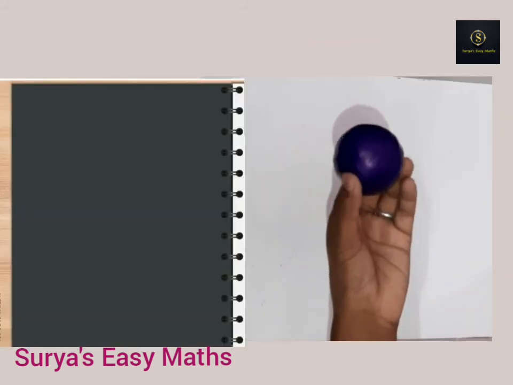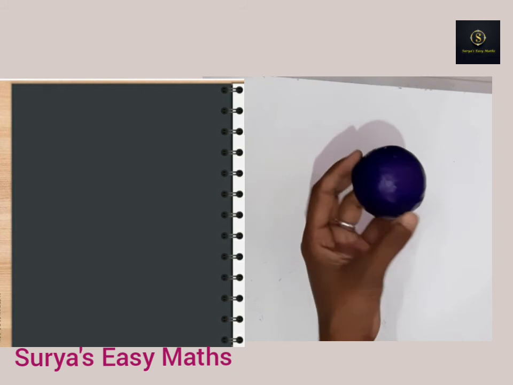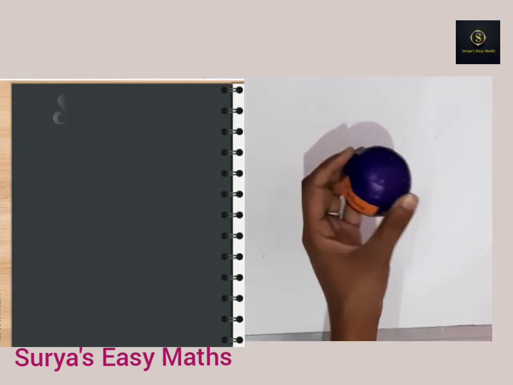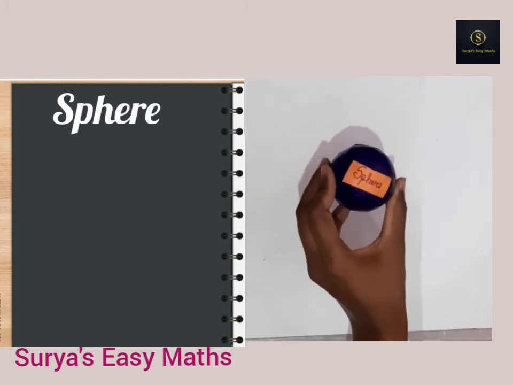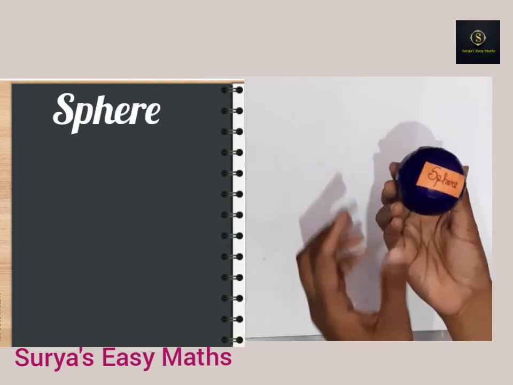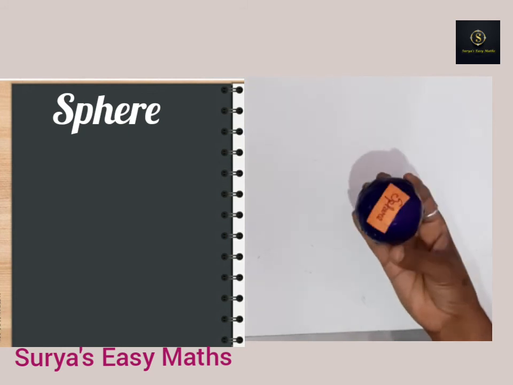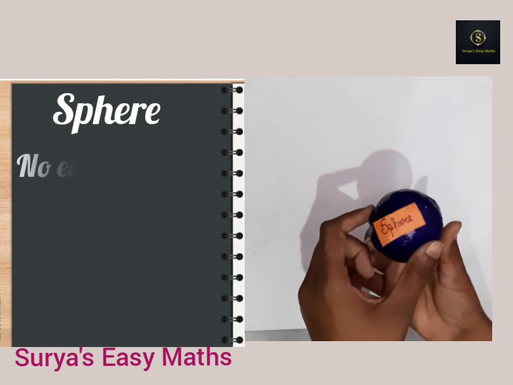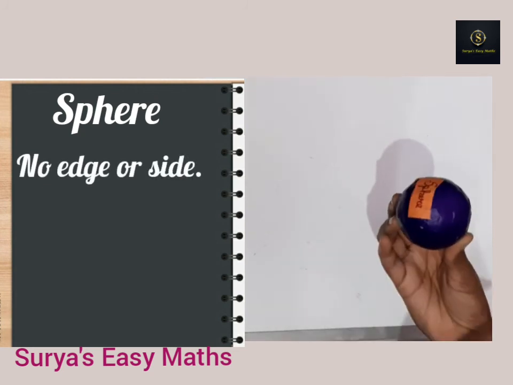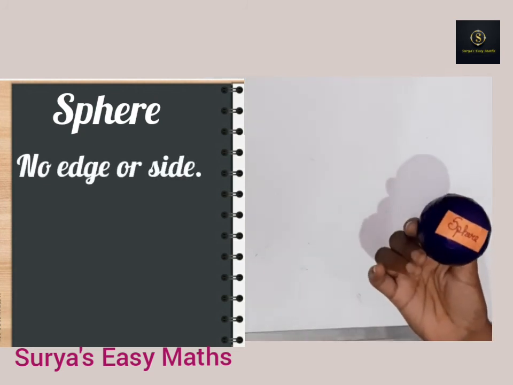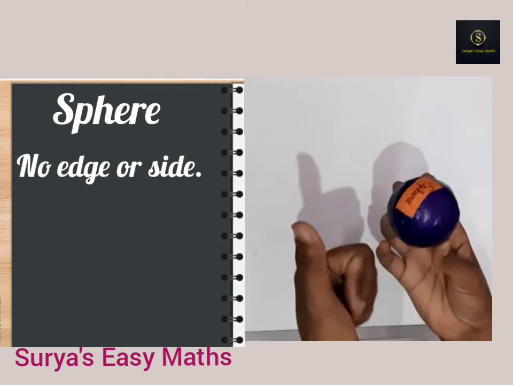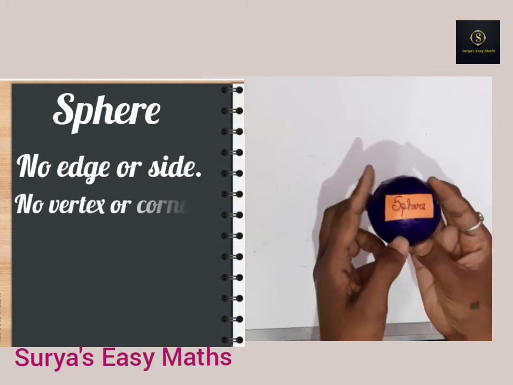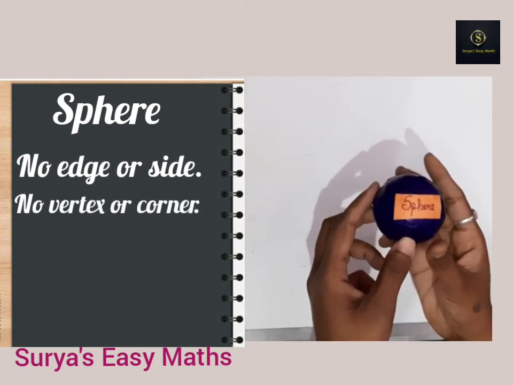Now, let's see the last shape. Which one is it? Yes, you all play with it. Yes, children? Yes, it is a sphere. So now children, observe it. Does it have any side or edges? No, we cannot see any side. Now, can we see any corner? No. So there is no corner in a sphere.